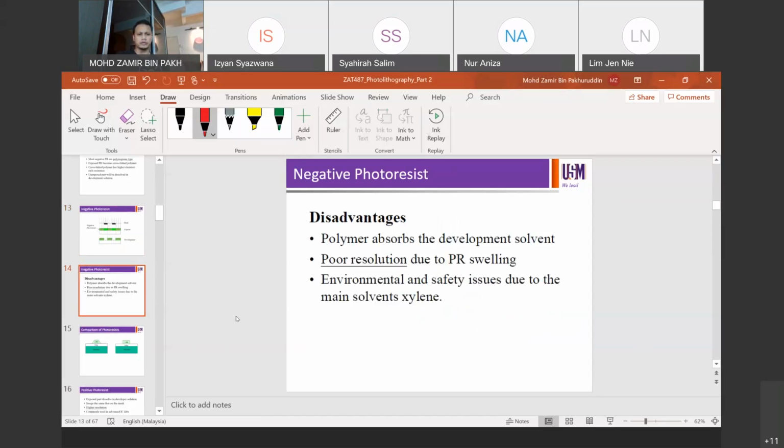The disadvantage of the negative resist is that the polymer absorbs the development solvent as well, so there is poor resolution due to PR swelling. Due to the absorption of the development solvent during the development process, it will probably lead to resist swelling. Part of the solvent will actually remain in the resist after the process. So that's why your hard bake needs to be optimized to ensure that this is not happening.